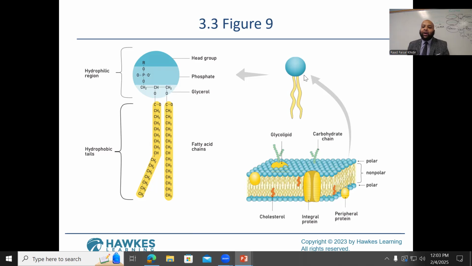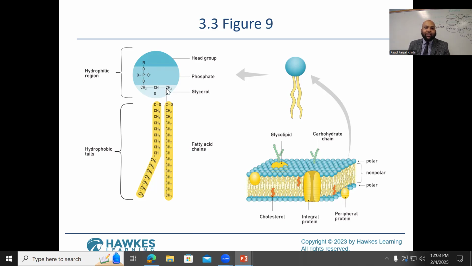You see, now you see why the plasma membrane is called amphipathic. Why is the plasma membrane called amphipathic? Because it has a hybrid, 2-in-1. The heads are polar because of the phosphate group. You see the phosphate group? But the tails are hydrophobic.